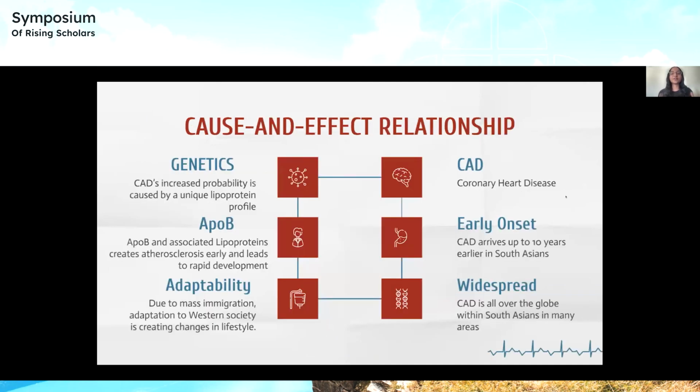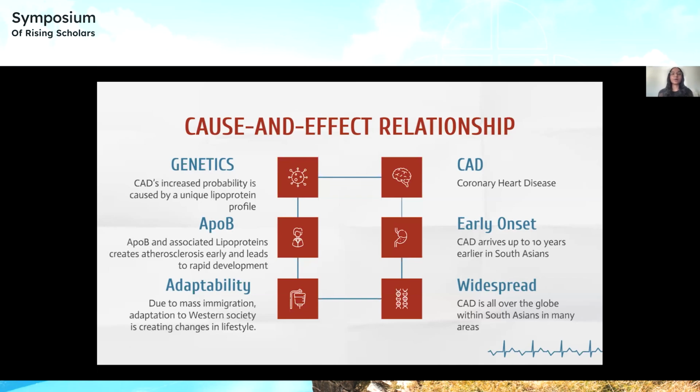So just to make this a little more comprehensive and so that you can understand it a little easier, I decided to show you a cause and effect relationship. On the left side here, we have the causes, and on the right side, we have the subsequent effects. So first we have genetics, right? CAD's increased probability is caused by a unique lipoprotein profile, as I stated before in the presentation, and this directly leads to coronary heart disease.